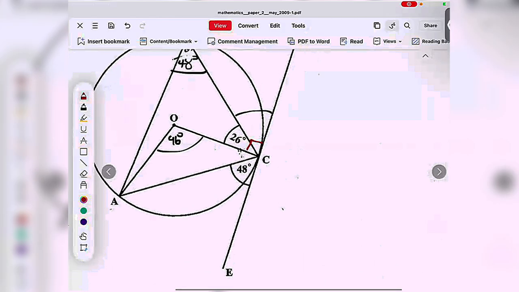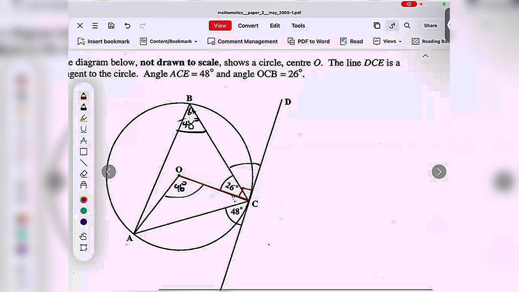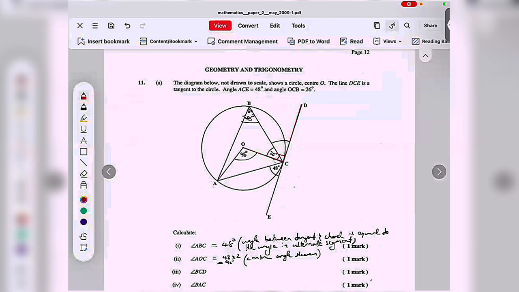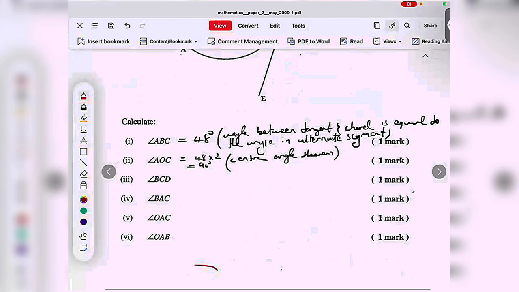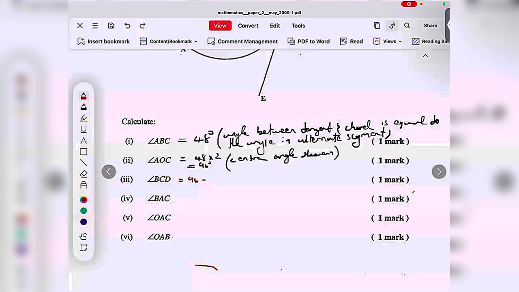How do we know it's 96, guys? Because watch, the radius right here and the tangent are perpendicular. So when the radius and the tangent are perpendicular, it forms a 90 degree angle. So therefore, we can safely say that this angle is 96 minus 26. And rightly, as Geneva says, the answer is 64. Now, this is what we want to hear. What is the theorem?